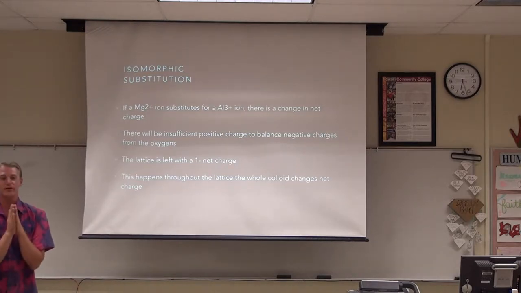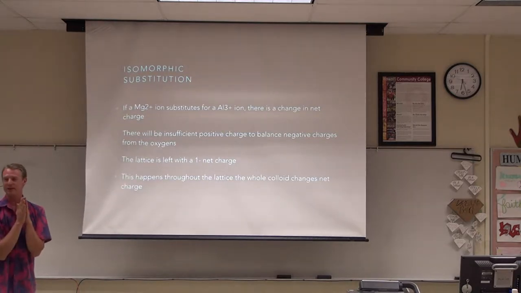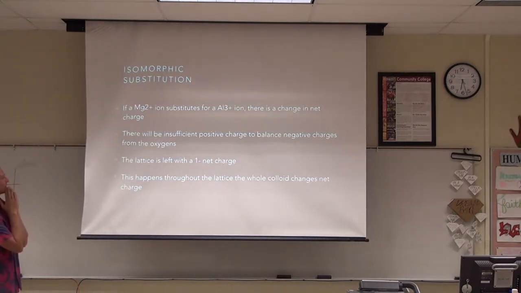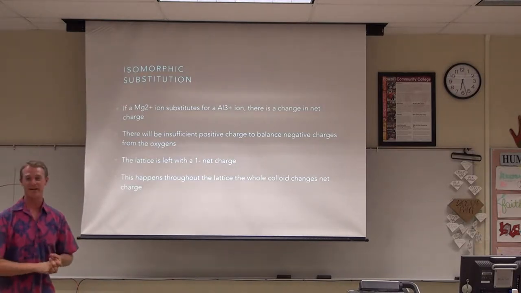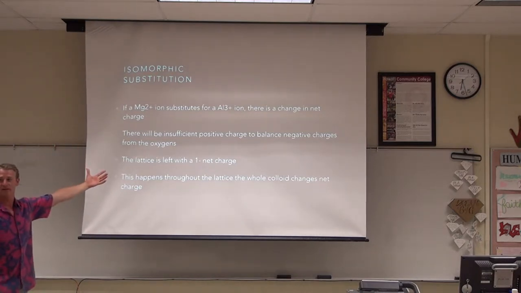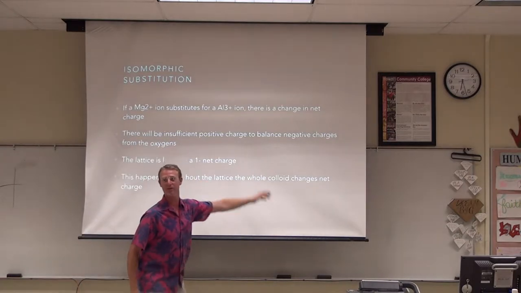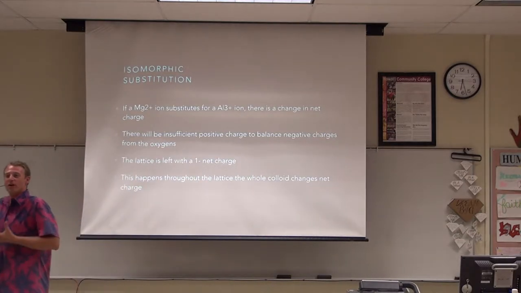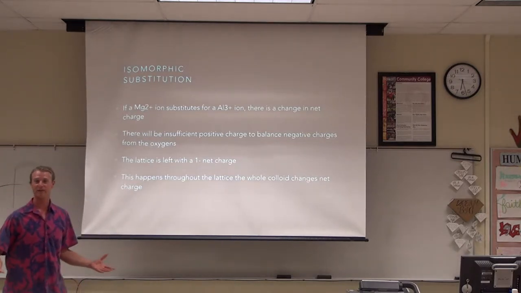It's going to have a stronger negative attraction, right? There will be insufficient positive charge to balance off the negative charges from the oxygens. That's where the negative charge of clay comes from. After isomorphic substitution, because of the addition of the extra plus on the aluminum, the overall charge of the clay is a negative charge. Does that make sense?